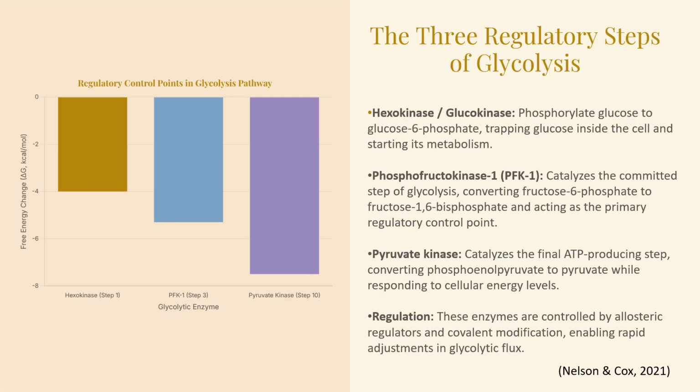Glycolysis contains 10 enzymatic reactions, but only 3 of these steps are considered the 3 major regulatory points of the pathway. These steps are essentially irreversible under physiological conditions, which makes them ideal control points for regulating the overall rate of glycolysis. The first regulatory step is catalyzed by hexokinase or glucokinase in liver cells.